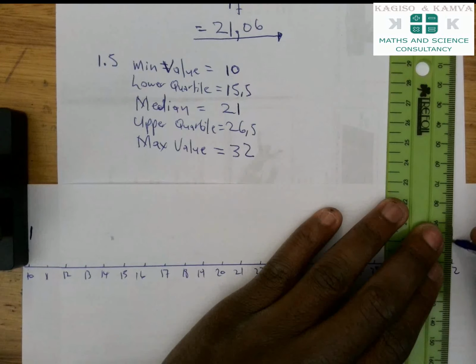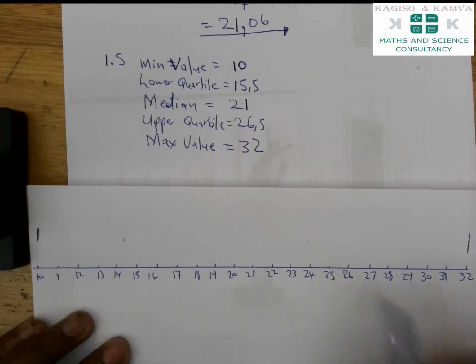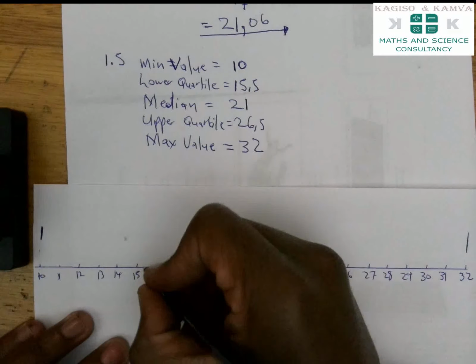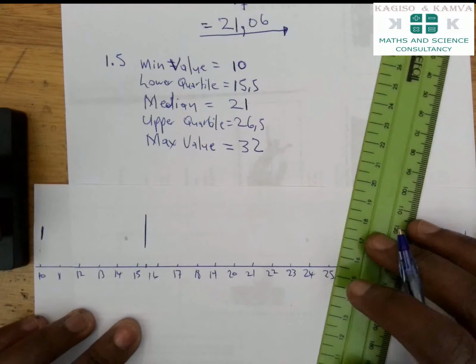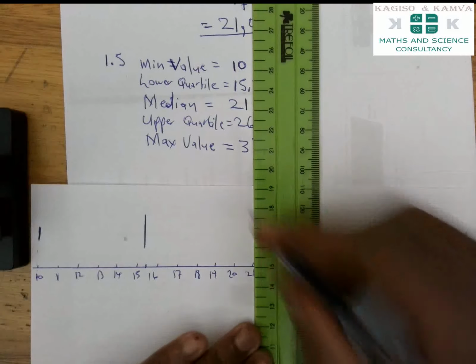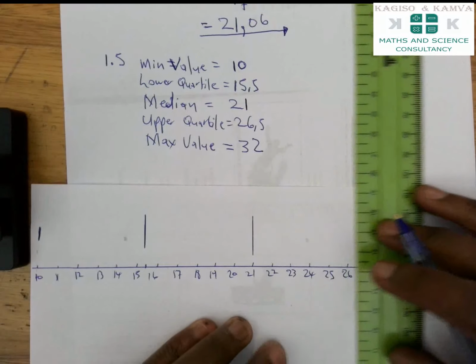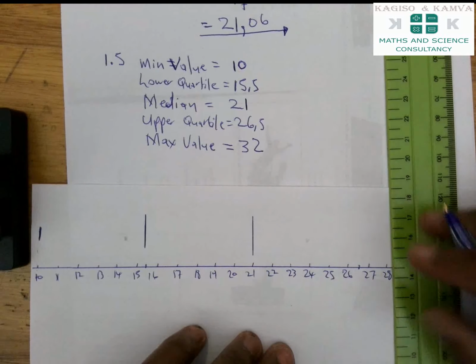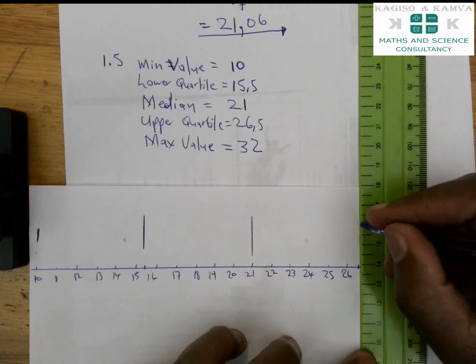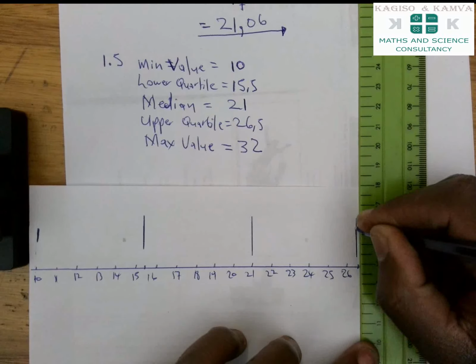Now, what is the value of the lower quartile? 15.5 is between 15 and 16. So I'm going to make use of a ruler as well and have a line like this, and then the median is 21. I will have something like this at 21, and the upper quartile is 26.5. 26.5 is between 26 and 27. I'm also going to have a line like this.